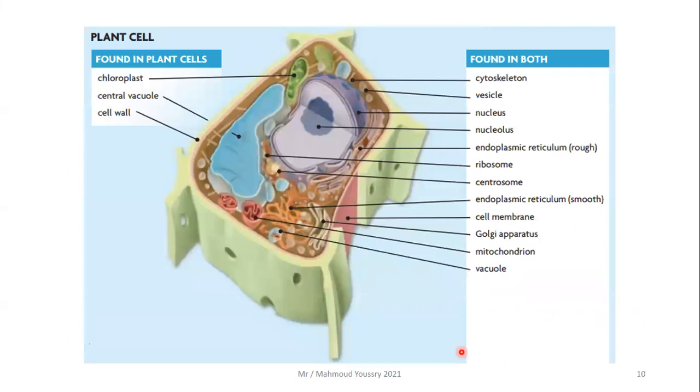This is a plant cell, as you can see the different organelles. On your right-hand side, these are the organelles found in both: cytoskeleton, vesicle, nucleus, nucleolus, endoplasmic reticulum, the rough endoplasmic reticulum with the ribosomes, centrosome, the smooth endoplasmic reticulum without ribosomes, the cell membrane, the Golgi apparatus, mitochondria for energy, and the vacuole. Then, what you can find only in plant cells: chloroplast, central vacuole, and the cell wall.